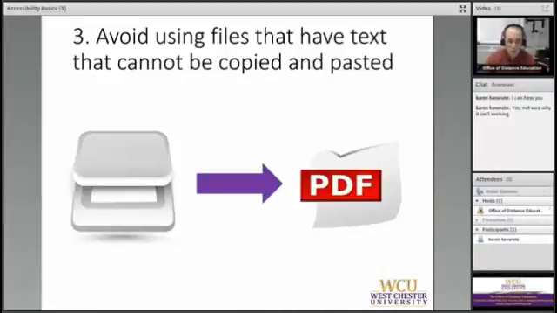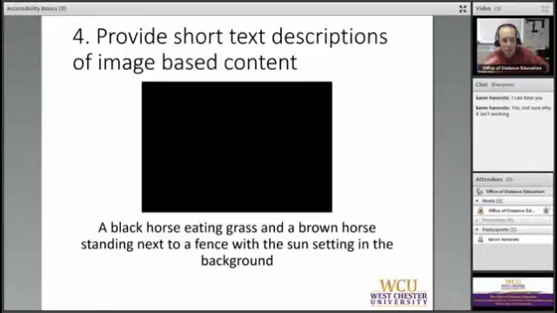There are services available that can take a document that you have in hard copy and scan it in so that it is scanned as text. You could talk to our office or the library about help with that. Item number 4, short text descriptions of image-based content.